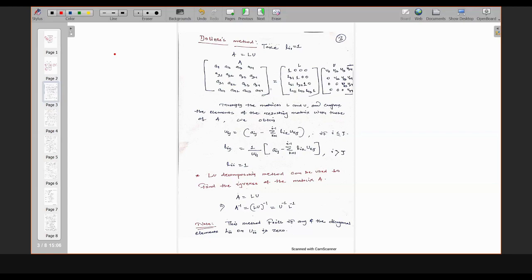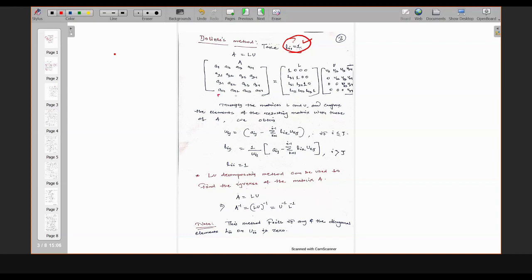We know that in Crout's method, the diagonal elements of the upper triangular matrix are 1, while in Doolittle's method, the diagonal elements of the lower triangular matrix are 1. It's not the same. In Crout's method, U_ii equals 1, and in Doolittle's method, L_ii equals 1. L_ii means the diagonal elements of the lower triangular matrix. You can see here how this method works.